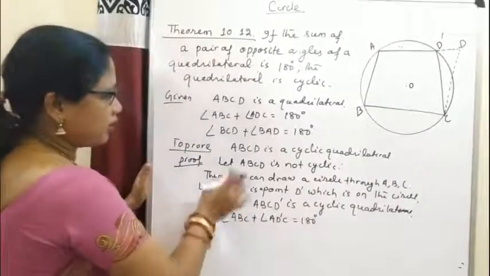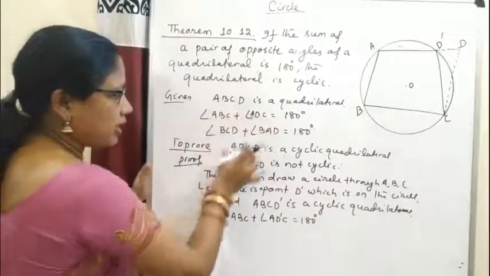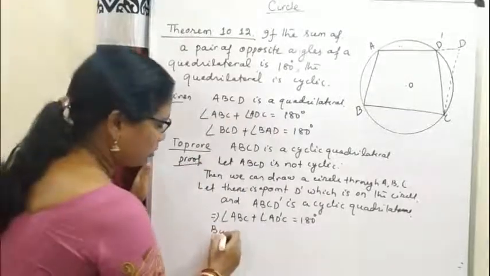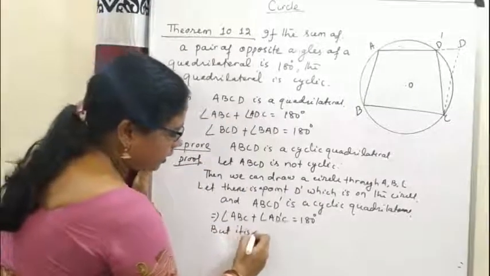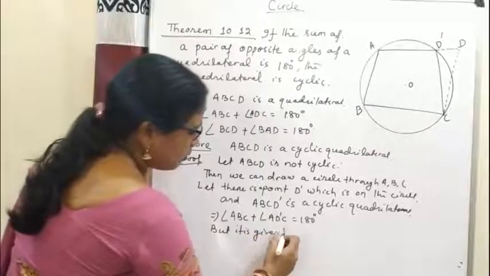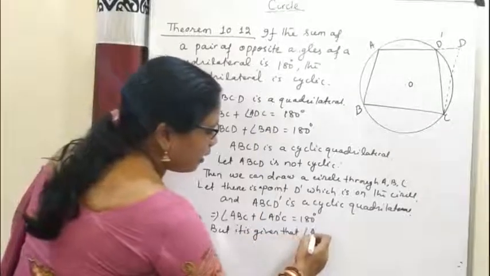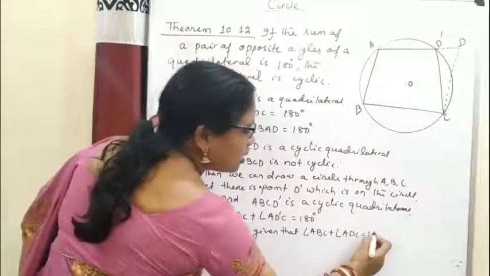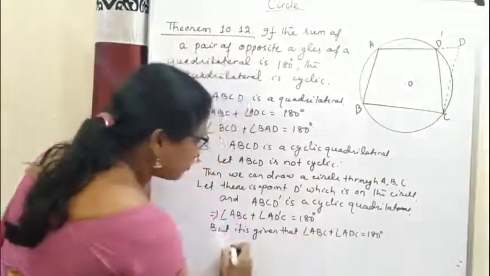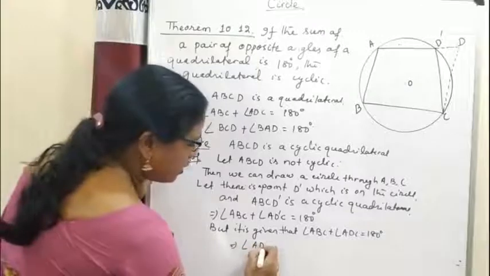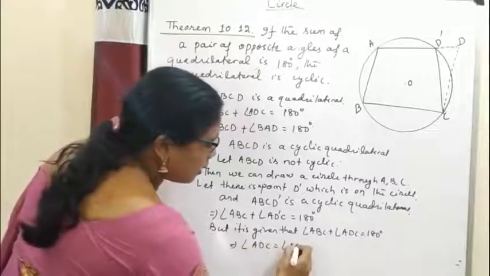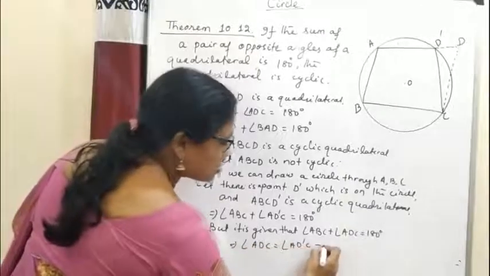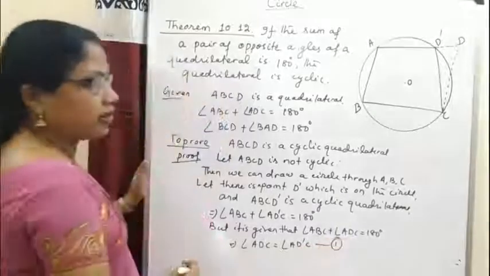But it is given that angle ABC plus angle ADC is equal to 180 degree. So this implies angle ADC is equal to angle AD'C. So let this be our finding 1.